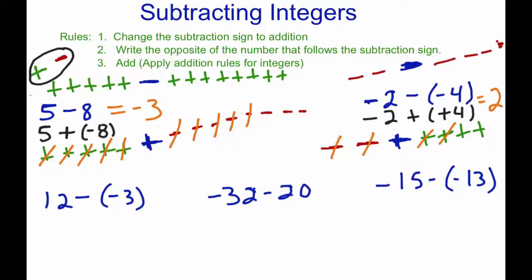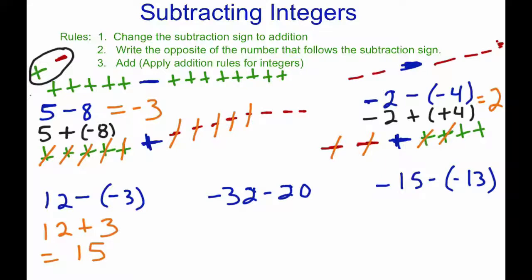Now, it is a little inefficient, I guess, to use chips with larger numbers, so we're going to use the rules that we have above here and apply that to 12 minus negative 3. 12 plus, and negative 3 becomes 3, and the answer is 15.